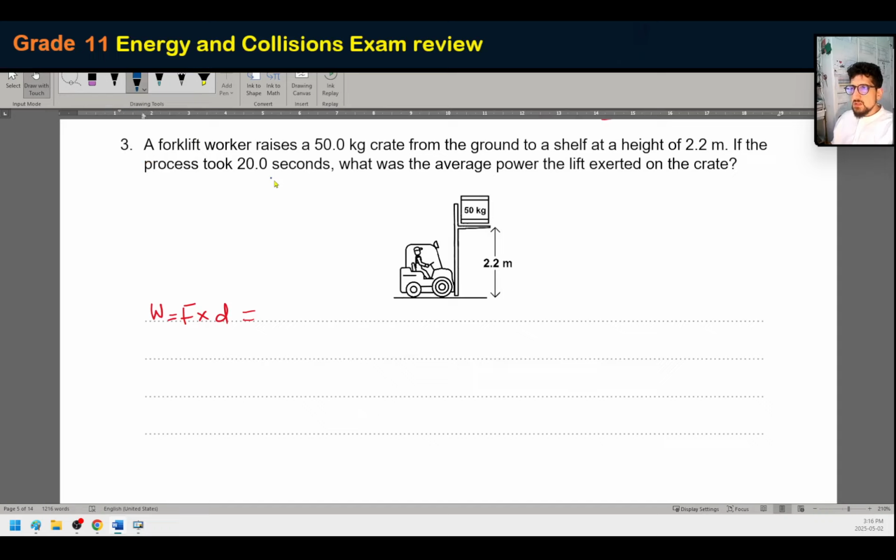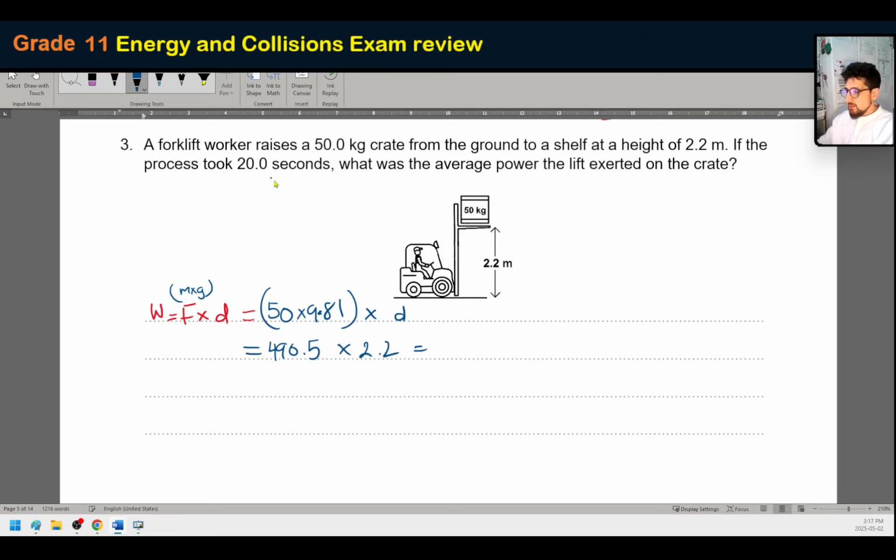Force times distance, so that's going to be 50 kilograms, because remember the force is going to be mass times gravity. So you got to work out that first. So 50 times 9.81, and once you work out the force, then you multiply it by the distance, right? So that's going to be 50 times 9.81, which should be about 490.5, and then we'll multiply that by the distance, which is 2.2 meters.